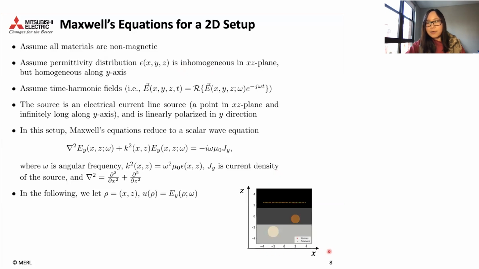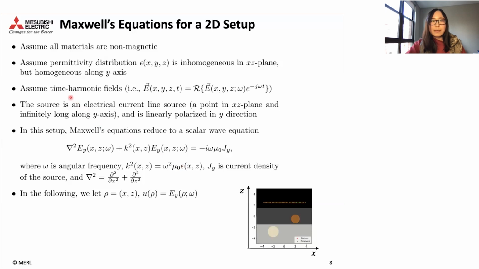So we consider horizontal as X, vertical as Z, and the Y direction is into the slide. But we assume that there is no change in the Y axis, meaning that if this is a pipe, then this pipe is infinitely long compared to the wavelength that we are considering. And also this layer structure extends infinitely long along the y-axis.